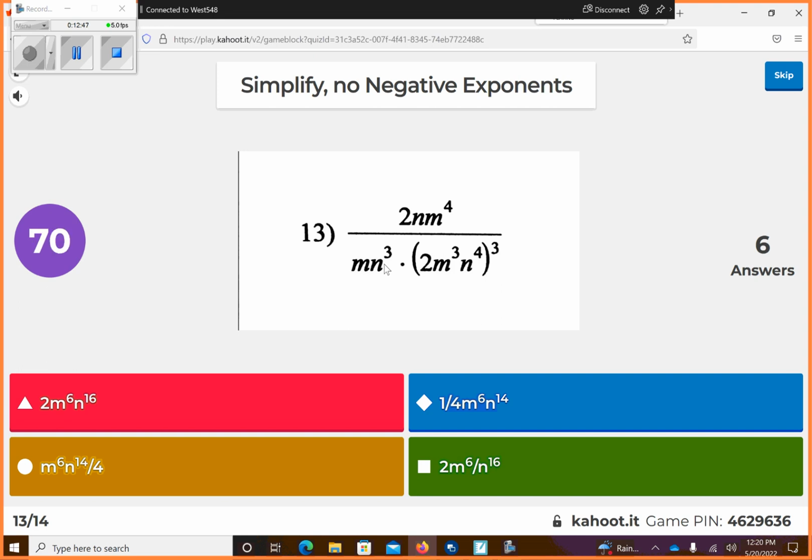1 over 8. 8, 4 on bottom. So there's your correct answer. The blue one's the correct one.